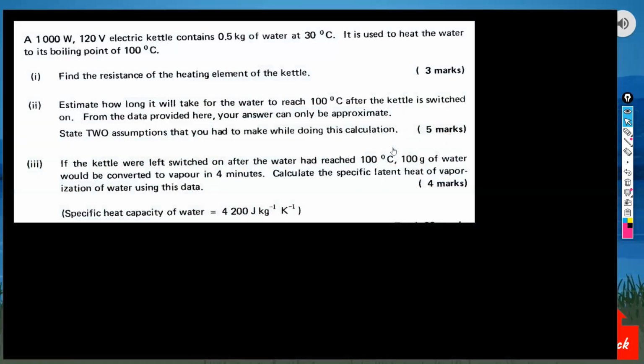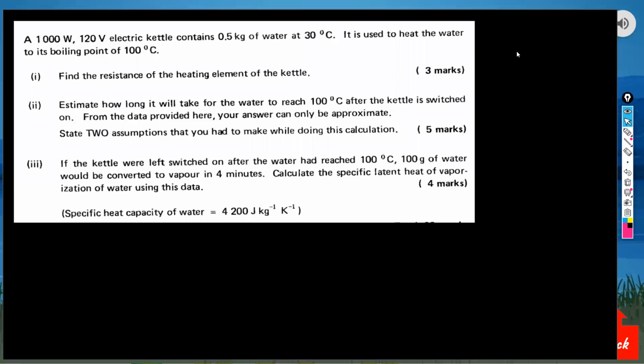Oh, electricity question. Electricity and heating mixed up in one. Okay. So for the first part here, I think it's this formula you're supposed to use: PIV, what I call it ever since I'm in school. Power is current times voltage. And you know what to do in the exam: make sure to label all the symbols. PIV.